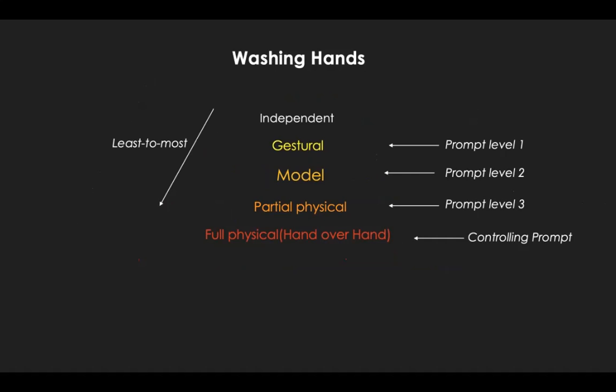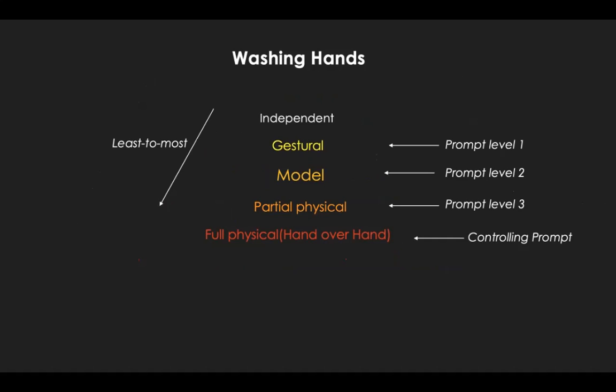Okay, so we're going to look at some examples of a prompt hierarchy. Our example skill is washing hands. So this one is a least to most prompt hierarchy. When we use least to most prompting, we always give the learner a chance to make an independent response first. So that's the top of the hierarchy here.